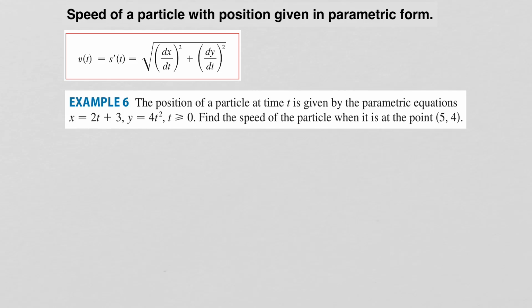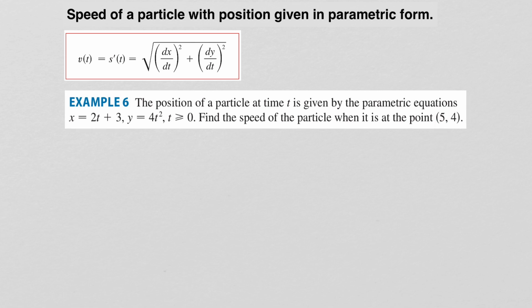Before we go on to the final topic, let's look at a special application of parametric equations. We can find the speed of a particle if the position is given in parametric form by using the following formula. V of t is equal to the square root of dx dt quantity squared plus dy dt quantity squared. In the following example, the position of a particle at time t is given by the parametric equations x equals 2t plus 3 and y equals 4t squared for positive values of t. Find the speed of the particle when it is at the point x equals 5, y equals 4.